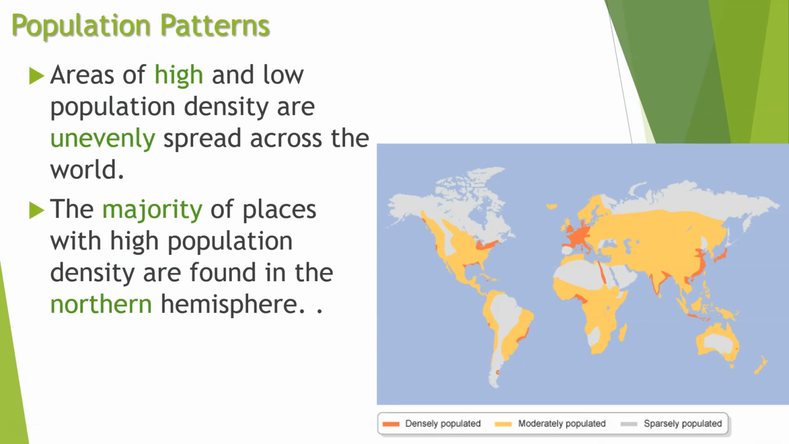Population patterns. And as we look at the global map, we can see that areas of high and low population density are really spread unevenly across the world. Most of those places that have high population density are going to be above the equator, so in the northern hemisphere.